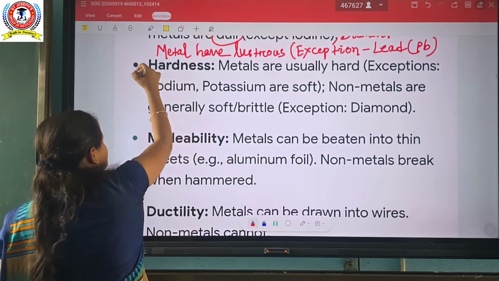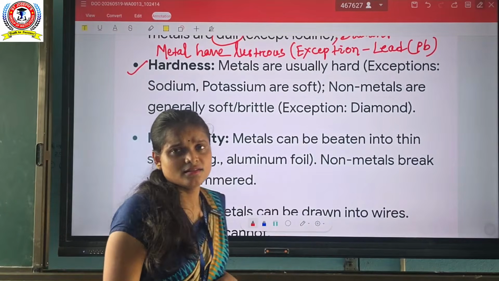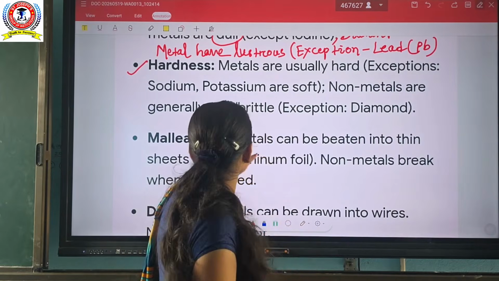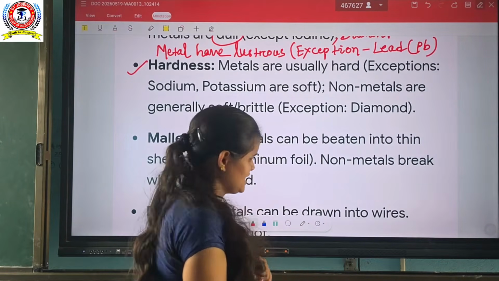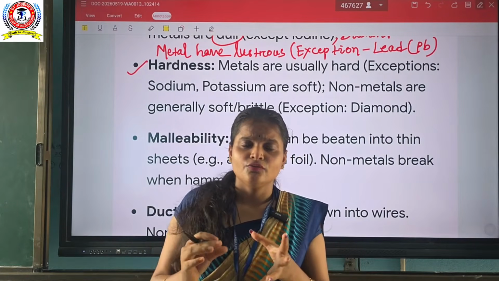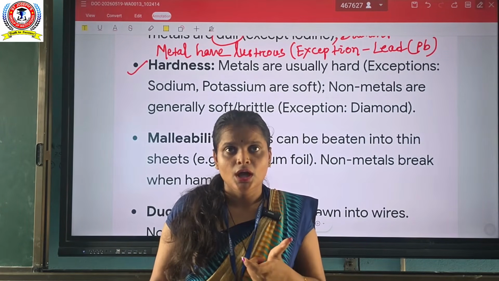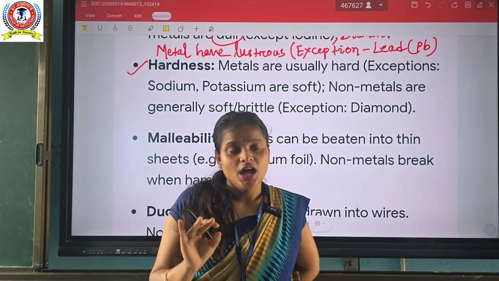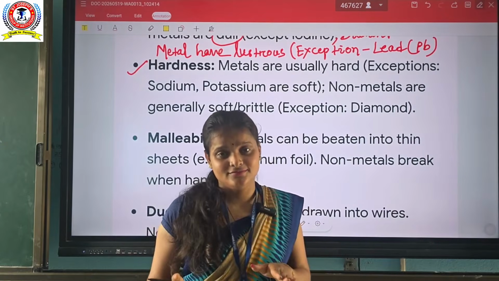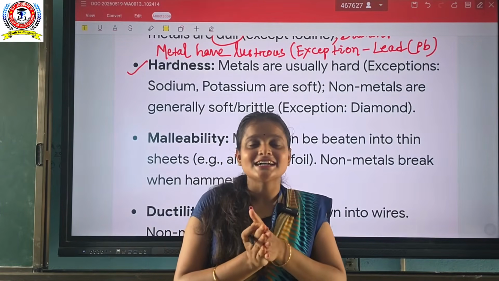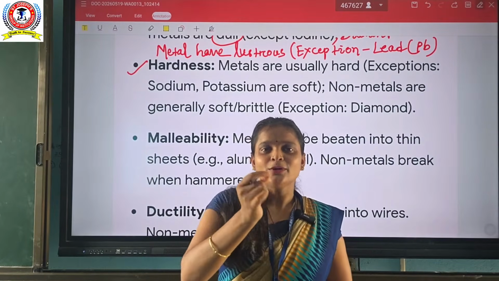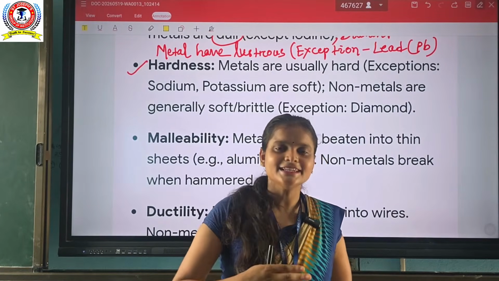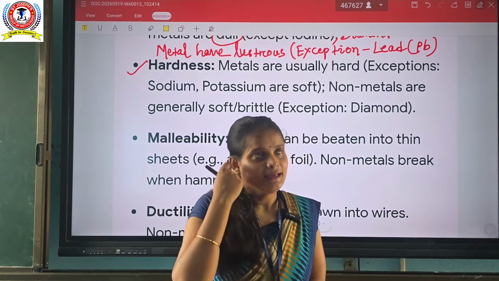The second one is hardness. Do you know what we mean by hardness? I told you metals are hard. We can't easily break them down. But there are some metals which are very soft in nature and we can easily cut them with a knife. I have already told you in class. Tell me, which metals are soft in nature and can be cut easily with a knife?